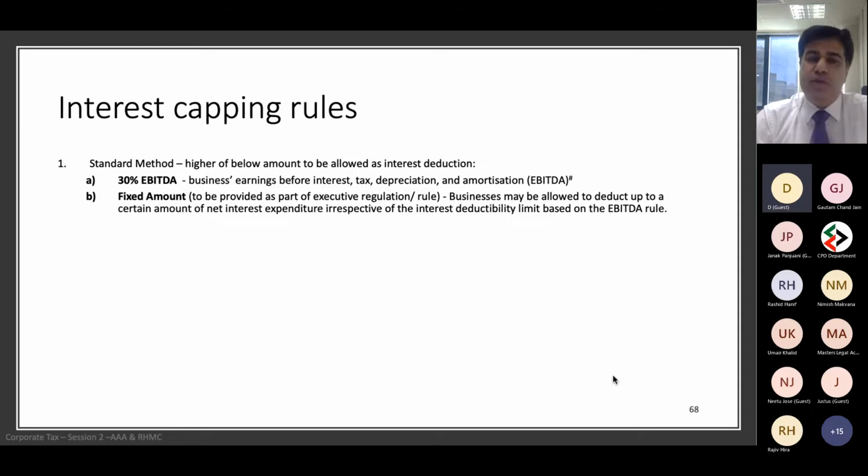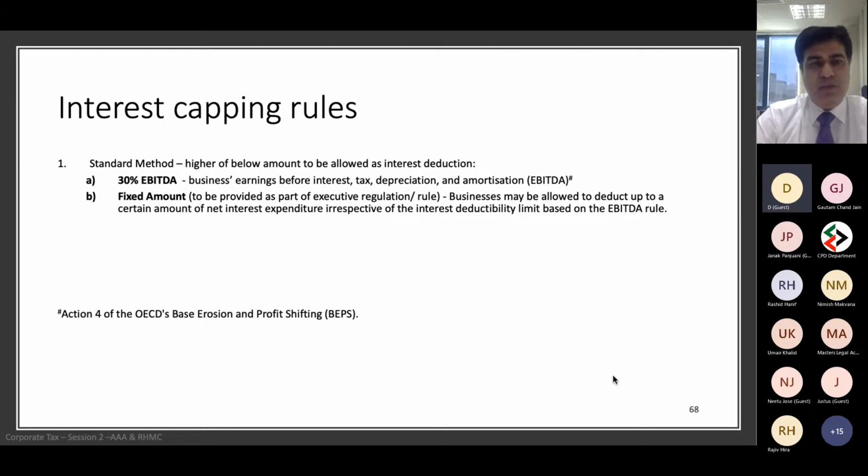And there is going to be a provision for a fixed amount. Although in the consultation document the fixed amount is not referred to, it is said that they don't want to make it an administrative burden. So they may come up with a fixed value stating that up to this many dirhams, you will not be subjected to a calculation of whether the interest is within the threshold or not. So anything which is higher can be taken. 30% of EBITDA or the fixed amount will be considered from a calculation perspective, which you can claim.